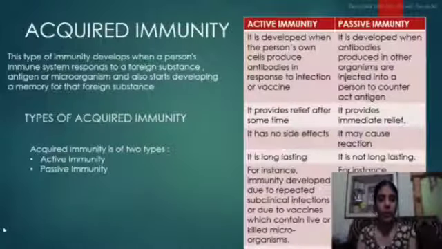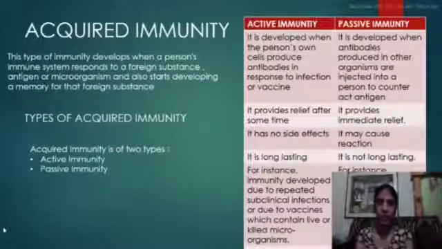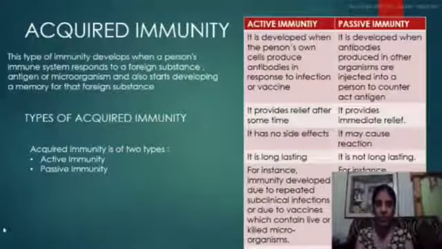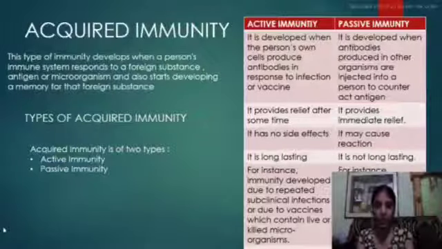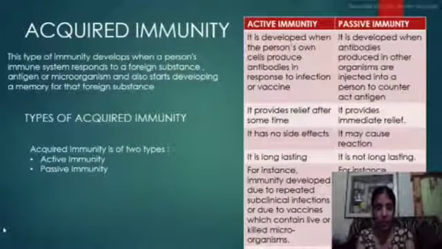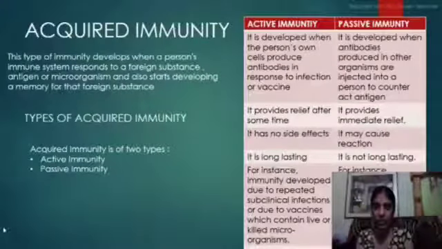Okay, so here comes acquired immunity. This type of immunity develops when a person's immune system responds to a foreign substance, antigen or microorganism, and also starts developing a memory for that foreign substance. So we have two types of acquired immunity, that's active immunity and passive immunity.